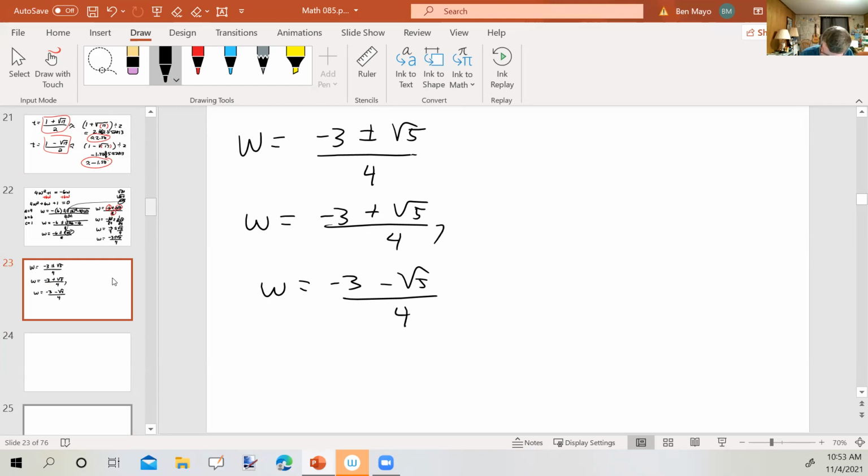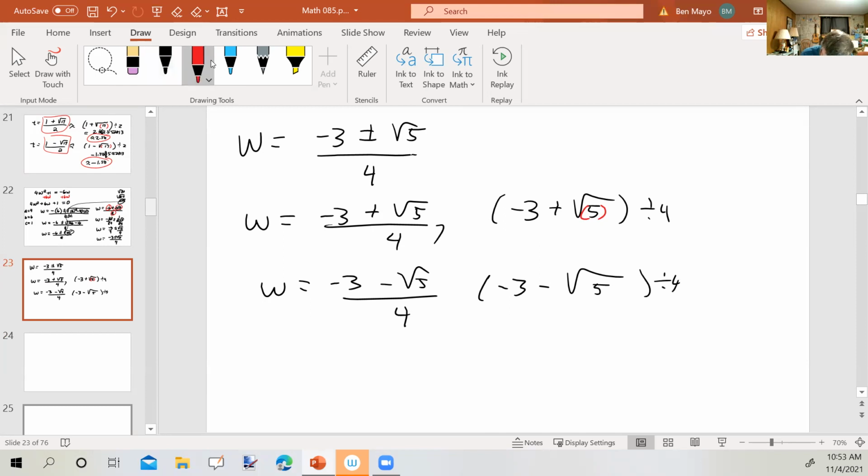And then it says to go to decimal approximations. So we're going to have parentheses negative 3 plus the square root of 5, and then close it up, divided by 4. And negative 3 minus the square root of 5 divided by 4. And let's see what we get here. So parentheses negative 3 plus the square root of 5, close it up, close the whole thing up, divided by 4, negative 0.19098.